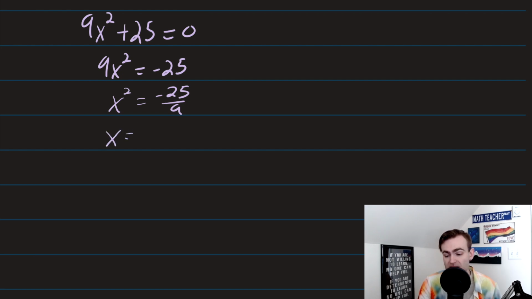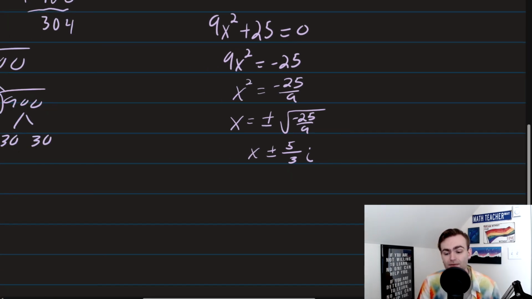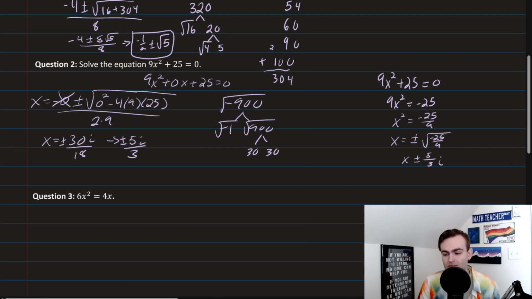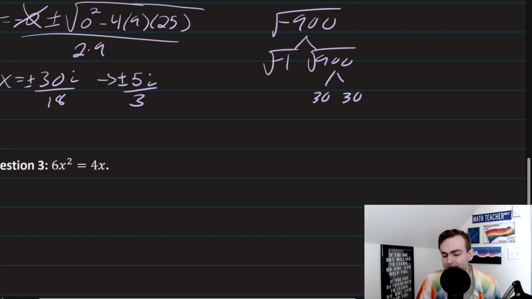And when I square root both sides, I would add that plus or minus the square root of negative 25 over 9. The square root of the negative is i. The square root of 25 is 5. The square root of 9 is 3. So we get that x is equal to 5/3 i, positive or negative. We get the same exact answer, but a lot less work and a lot less time. So pick your poison there.